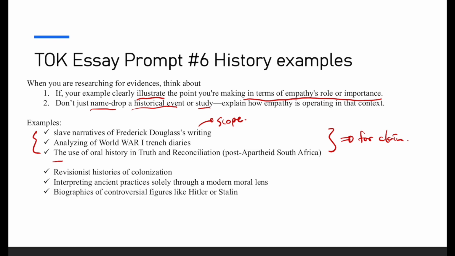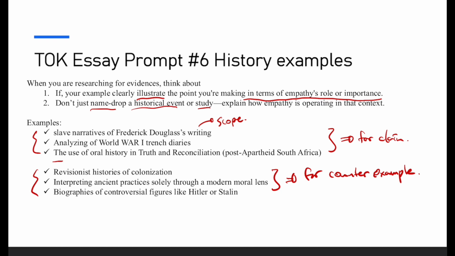Then let's talk about the counterclaim examples. So here I have a counterexample for history. Counterclaim example. So for the scope, the revisionist histories of colonization. Overempathizing with the colonizers can lead to glorified narratives as seen in some older British textbooks, right? So you can use the example by referring to the history textbooks, right?